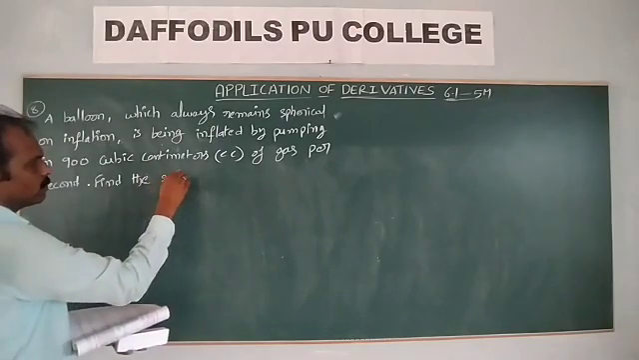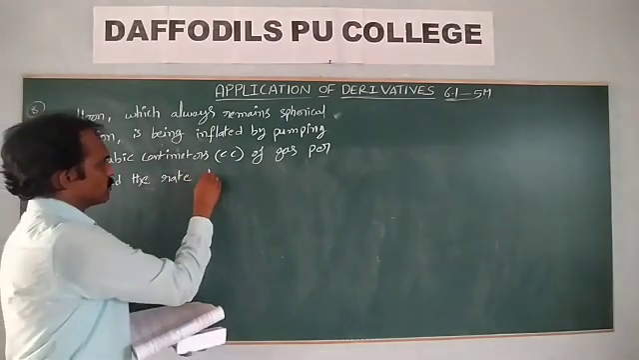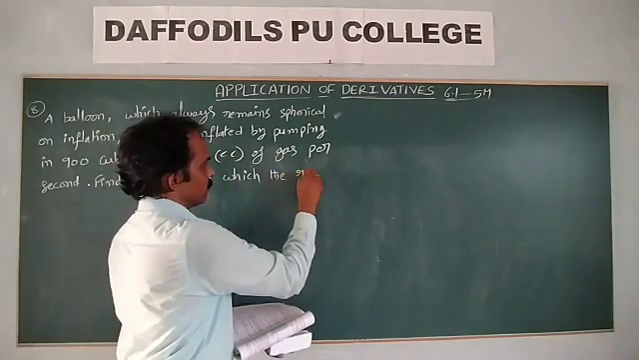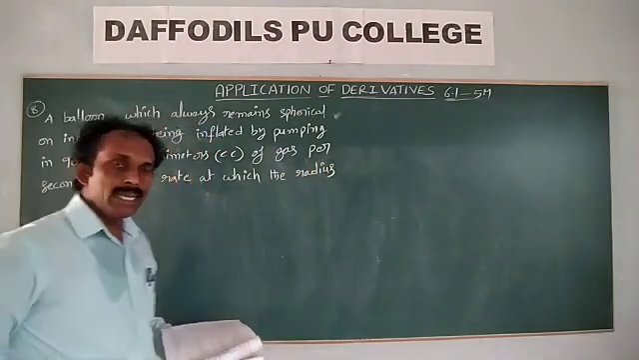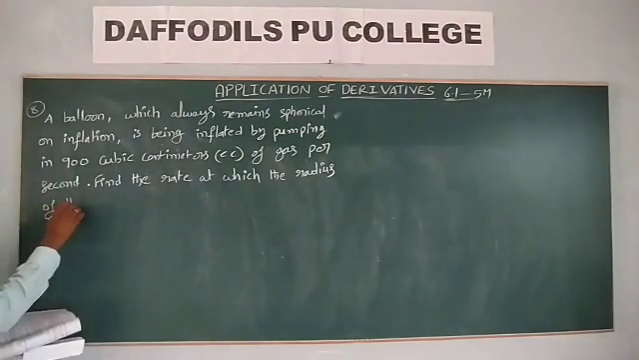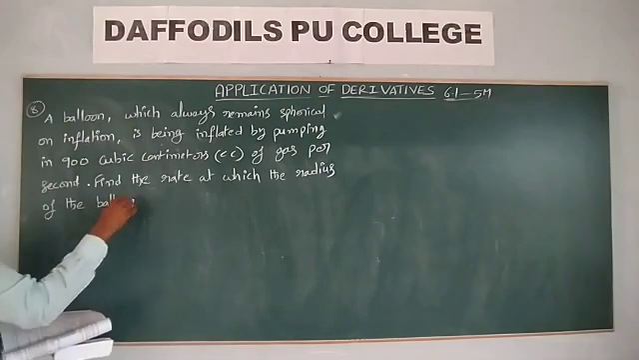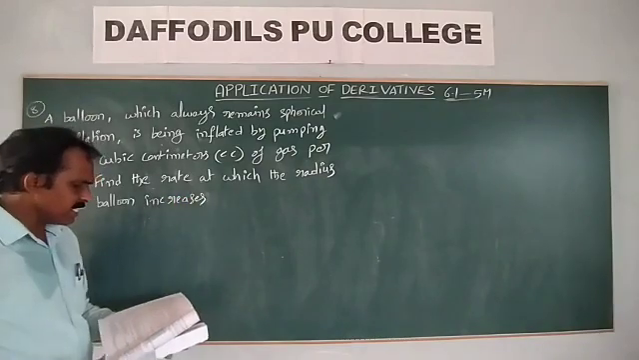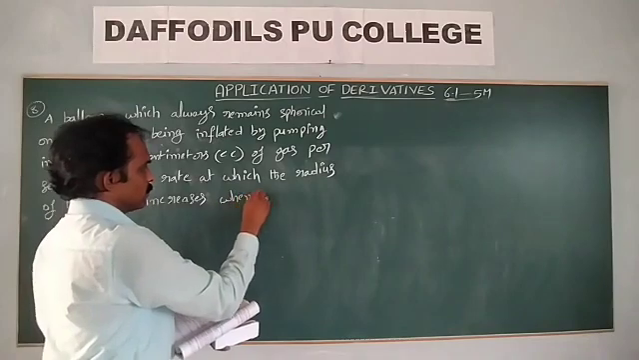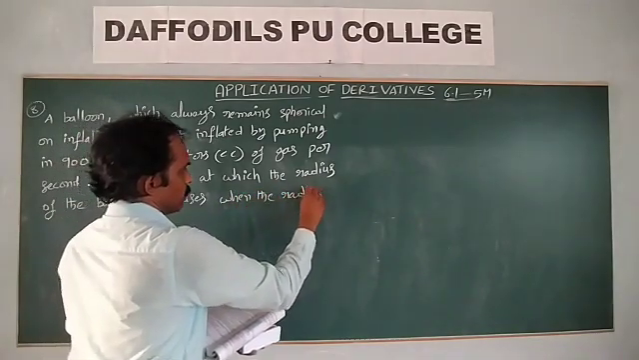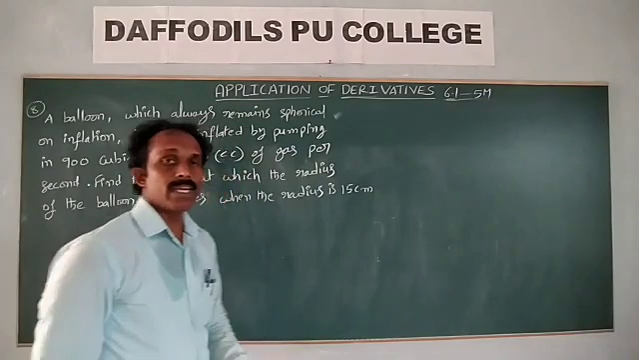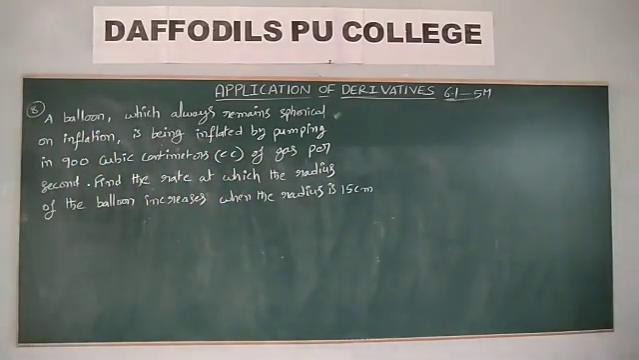Find the rate at which the radius of the balloon increases when the radius is 15 centimeters. So this is the problem.